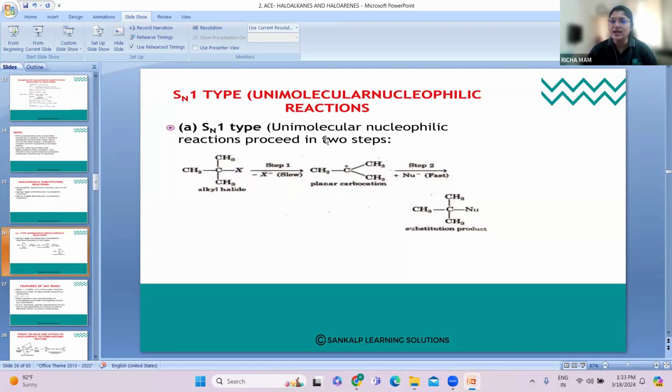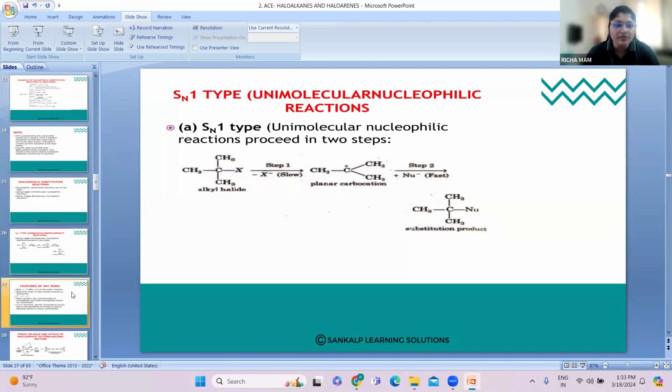In the SN1 mechanism, as it follows two steps, the first step is a slow step, which leads to the formation of a carbocation, and the second step, the fast step, is where the attack of the nucleophile takes place on the carbocation, and you get the substituted product, that is alcohol. So from alkyl halide you are getting a tertiary alcohol. This is the SN1 mechanism. Regarding reactivity, tertiary alkyl halides are more stable, then secondary, then primary, and then the methyl carbocation.